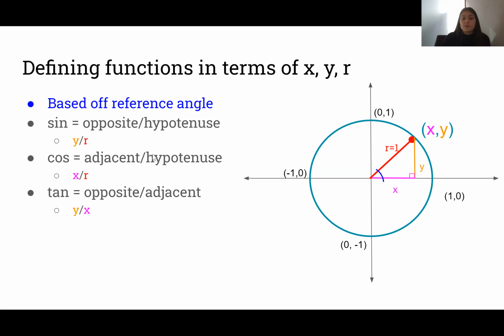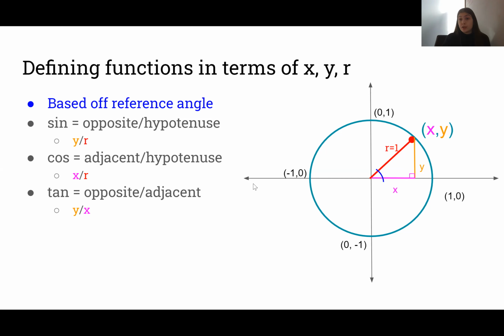For cosine, we know it's SOHCAHTOA, right? So CAH, cosine equals adjacent over hypotenuse. So if we're using the reference angle, our adjacent side is x, and our adjacent side will always be x if we're using the reference angle, okay? So our cosine is equal to x, our adjacent side, over r, our hypotenuse. And then tangent is opposite over adjacent, which is always going to be y over x.